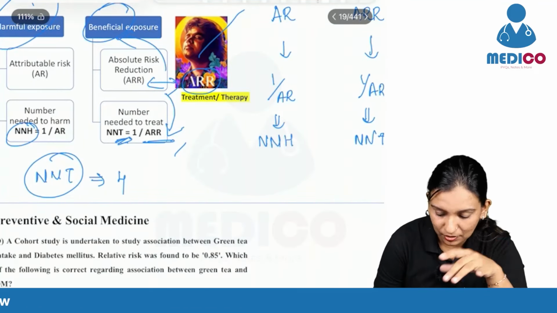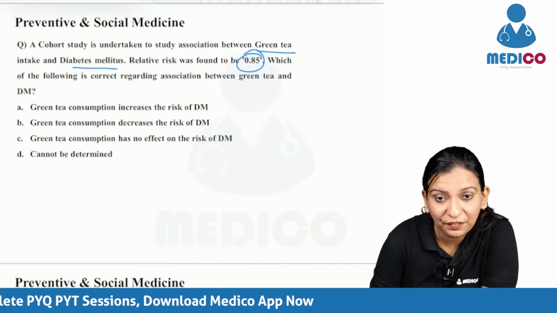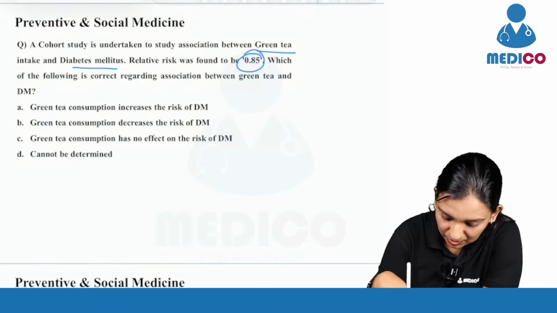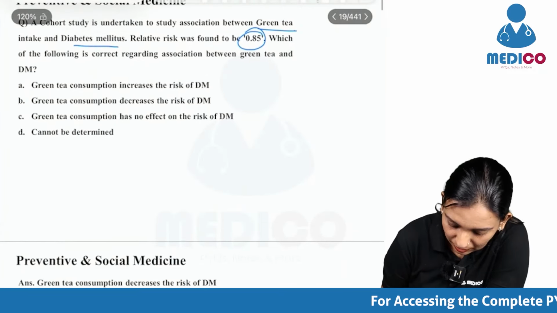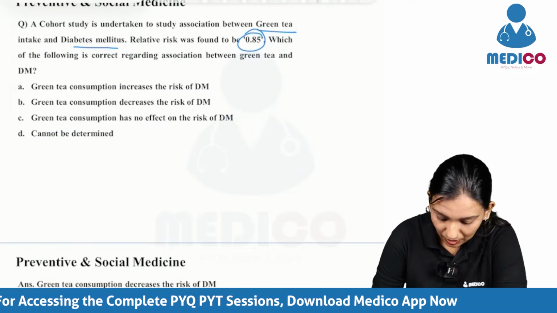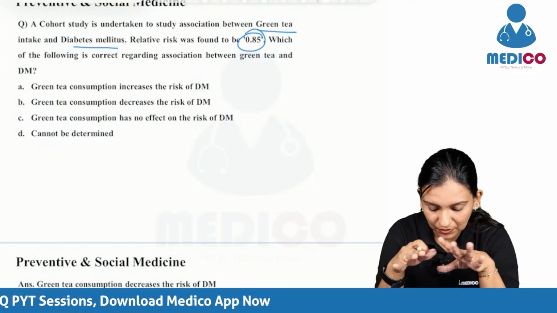Now coming to the next question. Here you have a cohort study undertaken to study the association between green tea intake and diabetes mellitus. The relative risk they've already given, you don't have to calculate. It is 0.85. What is correct regarding the association between green tea and diabetes mellitus? So basically, they've given the study design, they've given the relative risk, and you are asked to interpret. This is a NEET PG last year question. The options are: green tea consumption increases the risk of diabetes, green tea consumption decreases the risk, green tea consumption has no effect, and cannot be determined.